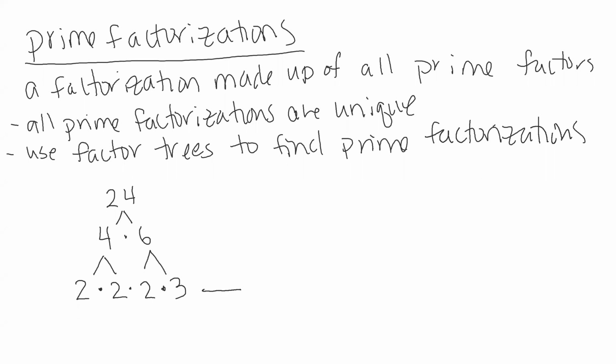And if you look down here at the bottom, everything is prime. So we would say the prime factorization of 24 is 2 times 2 times 2 times 3. You want to put your factors in order. And even better, if all I'm asking you for is the prime factorization, you could even write this in exponential notation. So 2 to the third times 3. All right, let's look at a couple more.